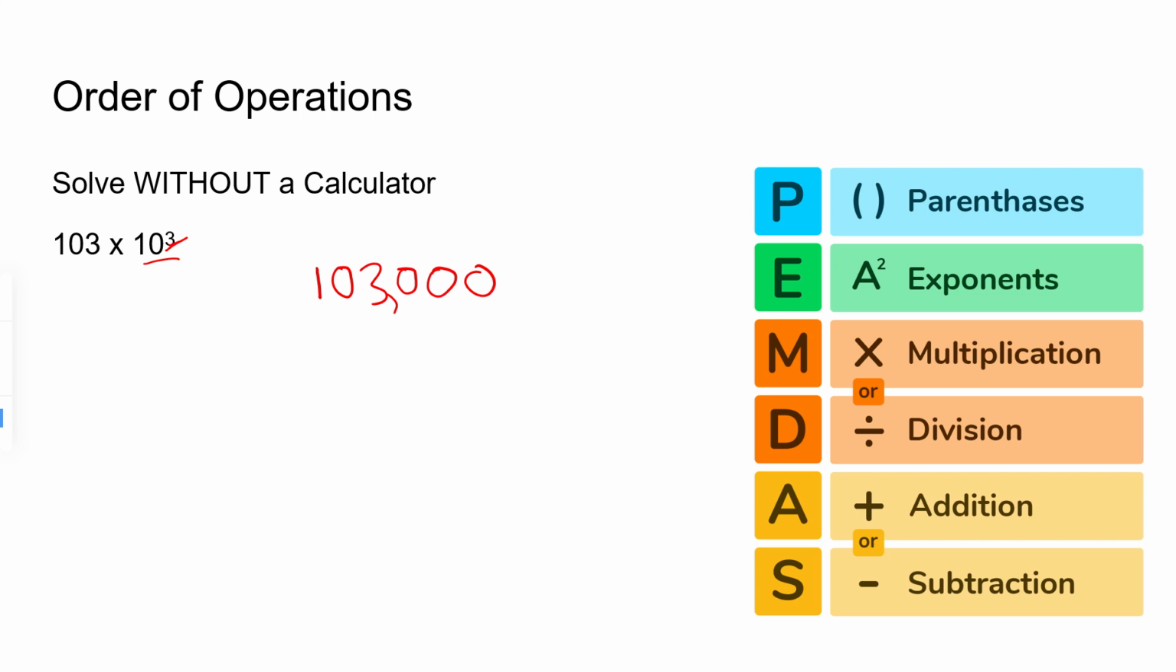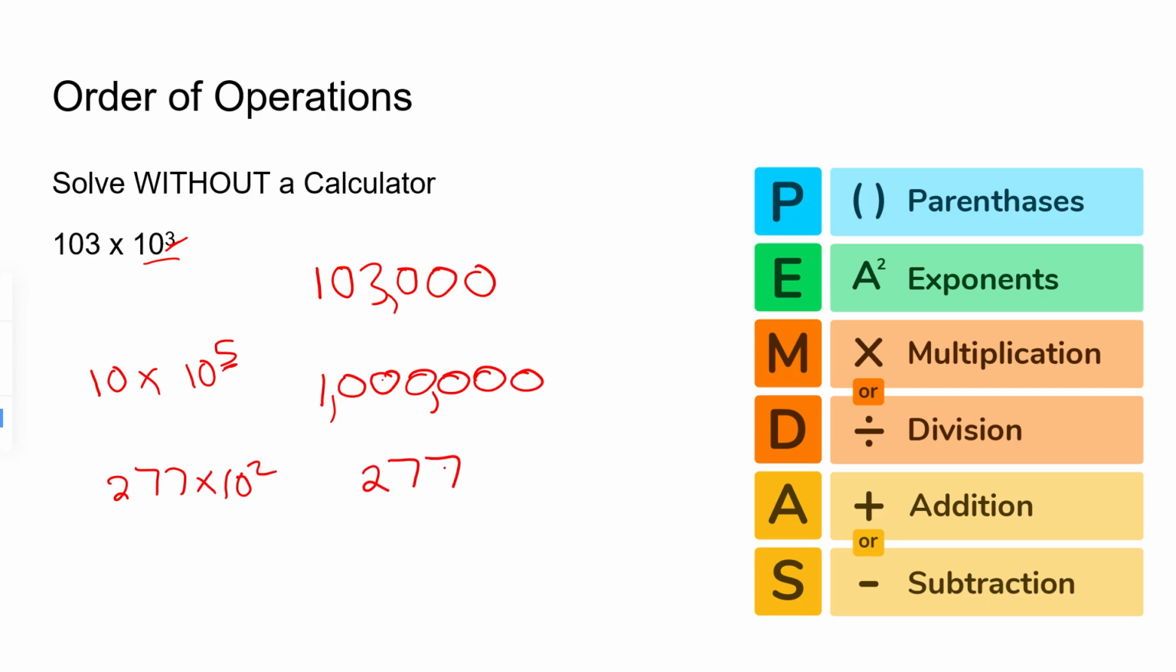So let's try another example. 10 times 10 to the 5th. We would write out the number 10 and then add 5 zeros. 1, 2, 3, 4, 5. Just a useful tip in case you encounter this. If we go 277 times 10 to the 2, that becomes 277, and then we add 2 zeros, 1, 2.